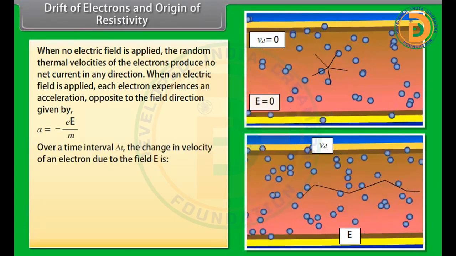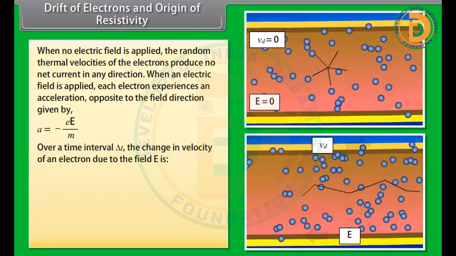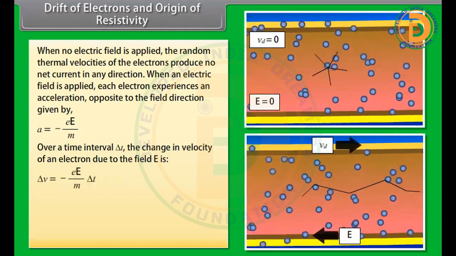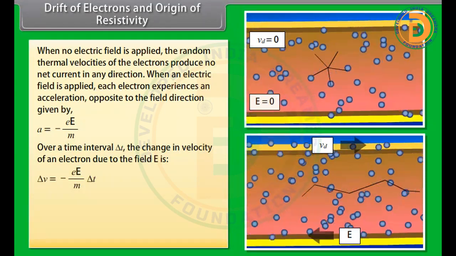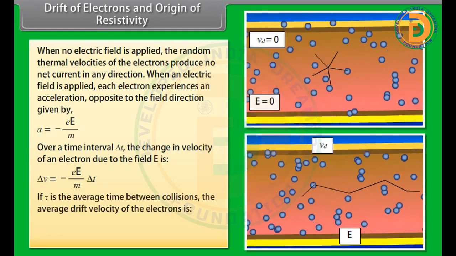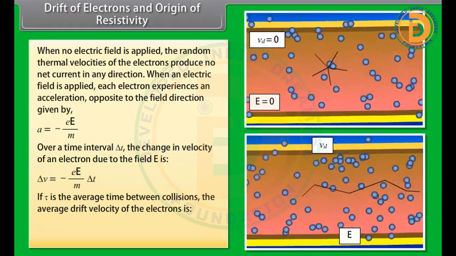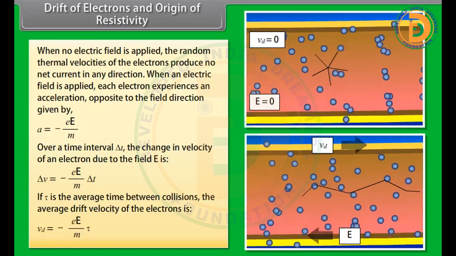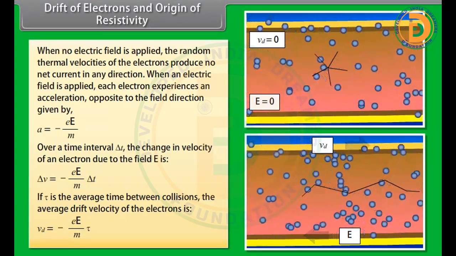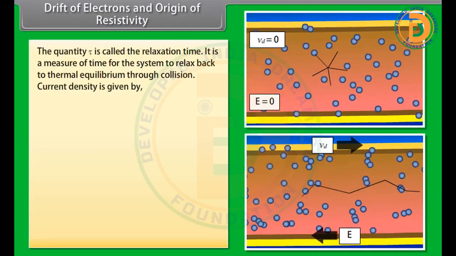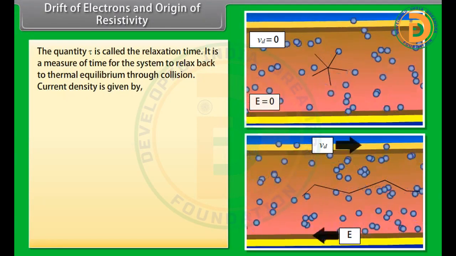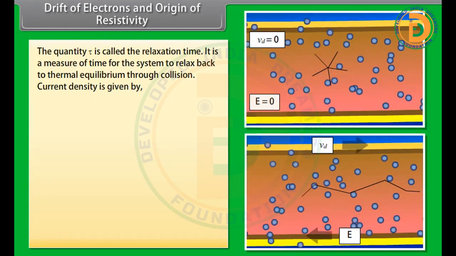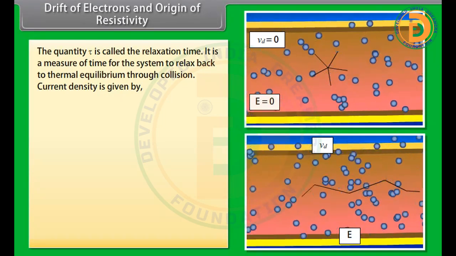Over a time interval delta t, the change in velocity of an electron due to the field E is equal to the product of acceleration and time interval. If tau is the average time between collisions, the average drift velocity of the electrons is equal to the product of acceleration and tau. The quantity tau is called the relaxation time. It is a measure of the time for the system to relax back to thermal equilibrium through collision.